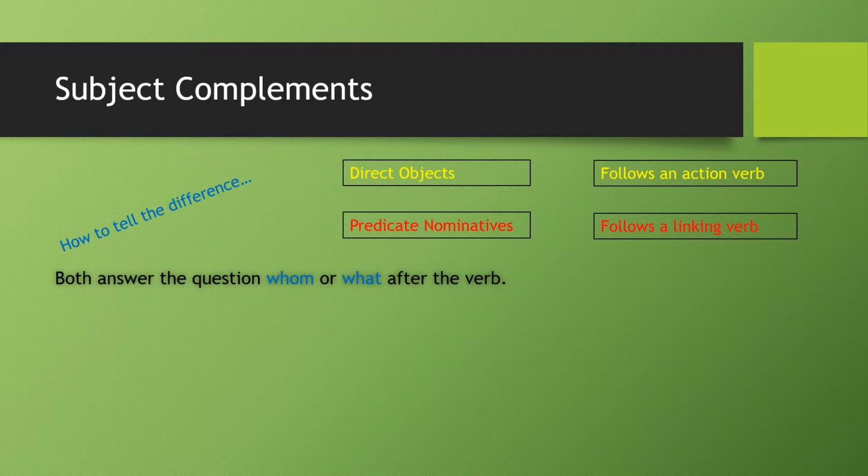So now, how do you actually tell the difference? We're looking at direct objects. Direct objects follow an action verb, but predicate nominatives follow a linking verb. Both of them answer the question whom or what after the verb. So again, how are we to tell the difference? Consider these two sentences. Timothy plays the violin, and Timothy is Jeremy's brother.